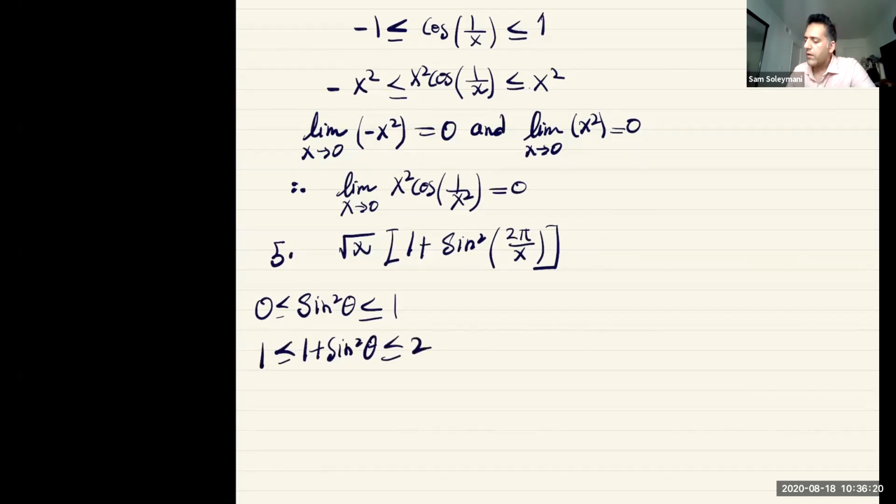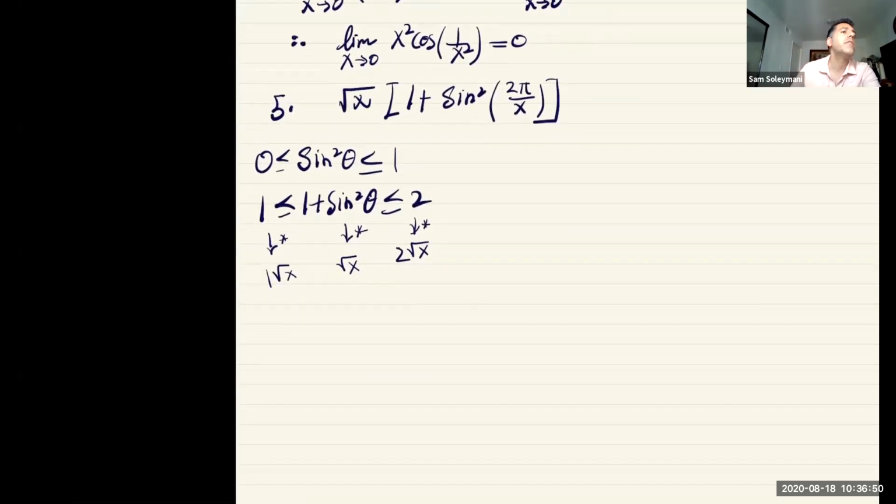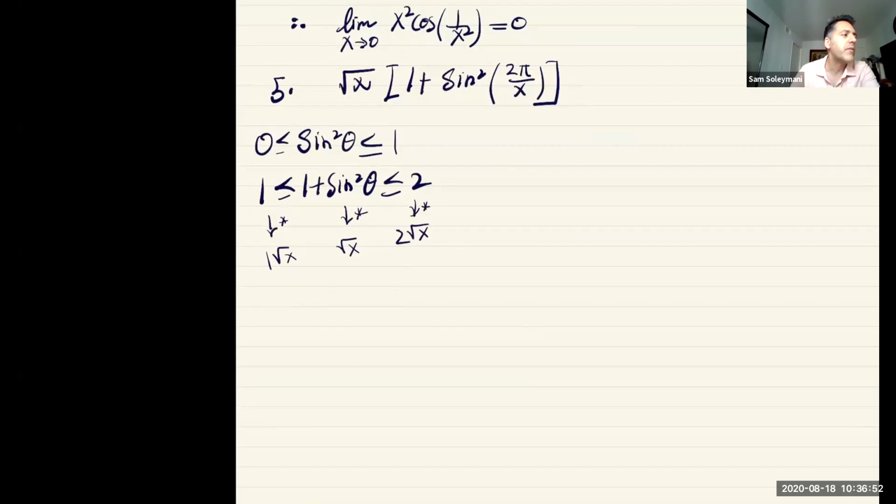So all you have to do is multiply everything by root x, same deal. And you get the square root of 1 plus sine squared of that bounded between root x and 2 root x. So think about that on your own. Let me see what's next. Oh my God, there are just so many problems here.